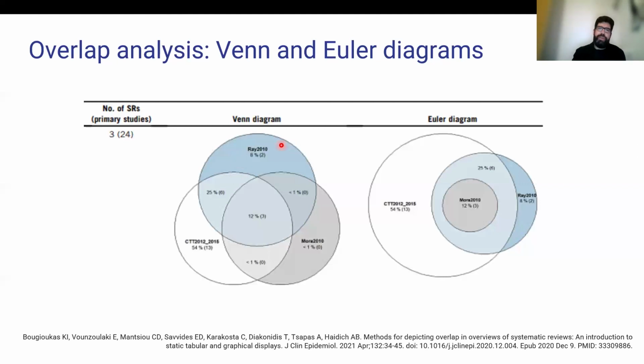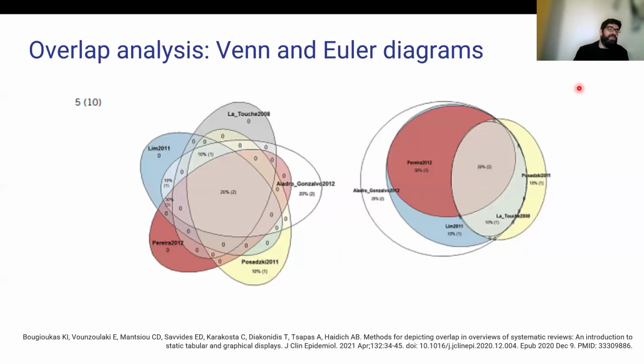But it's quite easy to read because there are only 3 systematic reviews. What happens if we increase the number to 5? Then it's quite difficult to read this. It's very difficult to see which review is overlapped with which one.